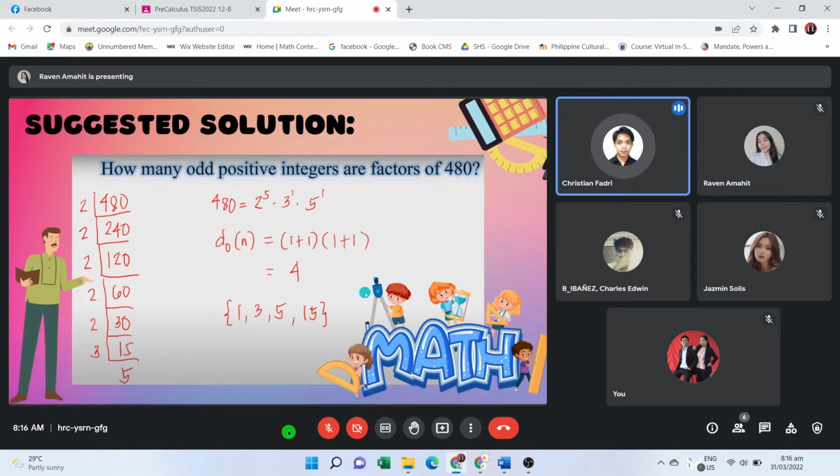Since 480 is quite a small number, we can get the answer to this problem by the continuous method. We know that 1 is a factor of 480, also 3 is a factor of 480, then 5 is also a factor of 480. We also know that if a number is divisible by two different numbers, then it is divisible by the product of those two numbers. Since 480 is divisible by 3 and 5, 480 can also be divided by 3 times 5, and that is 15. So using the continuous method, we have 4 odd positive integers that are factors of 480. Next slide.